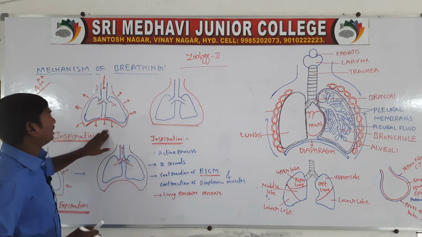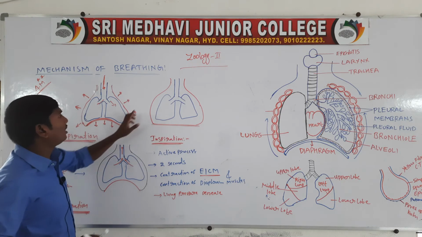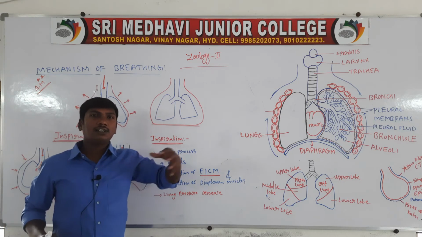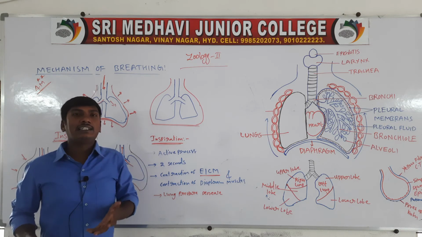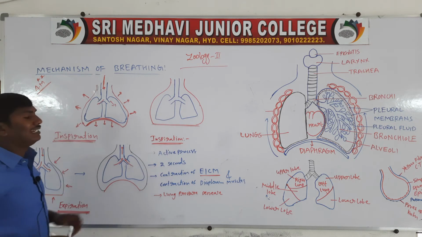So in the normal position, the muscles contract and the diaphragm moves to flat. The ribs and sternum also move upwards. The volume increases, and the air comes from outside to inside. So these are the inspiration.